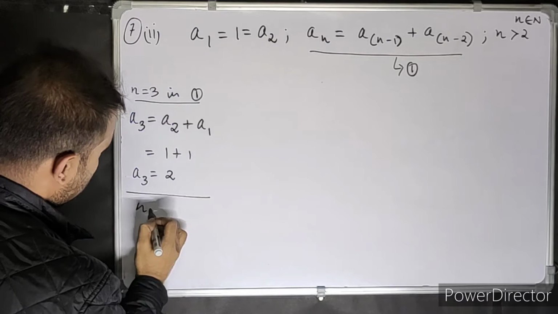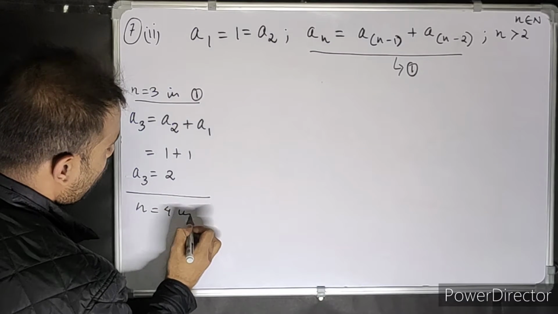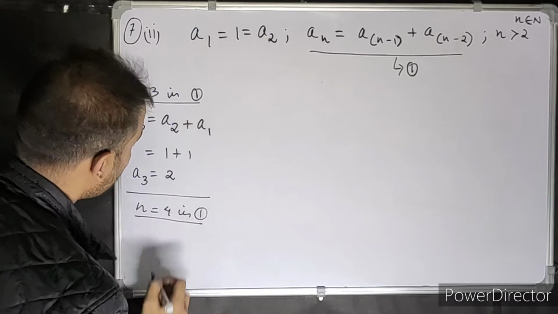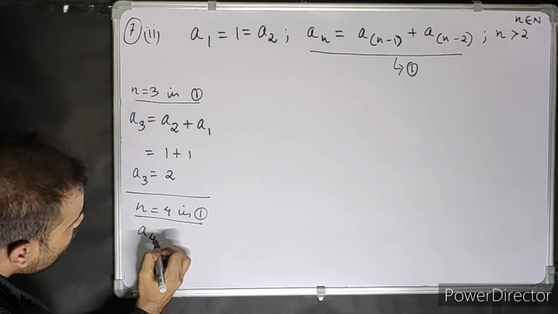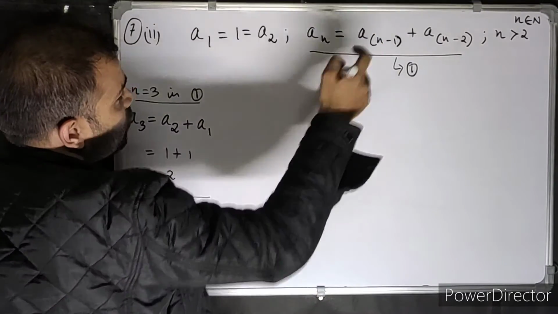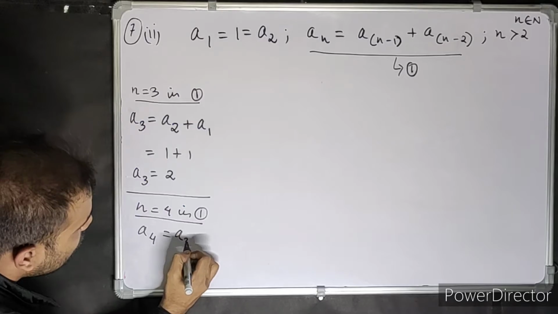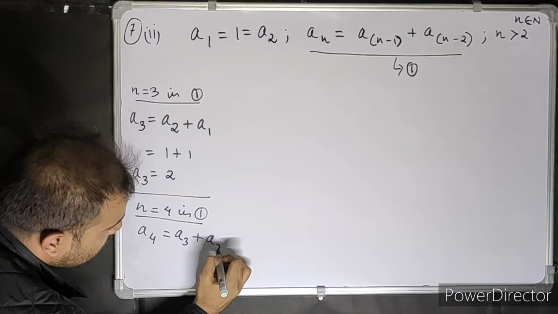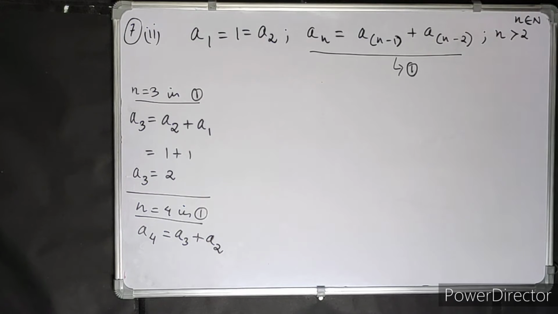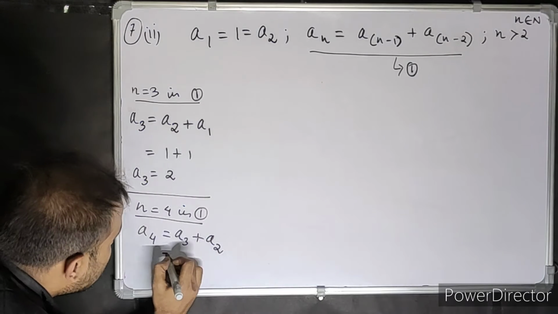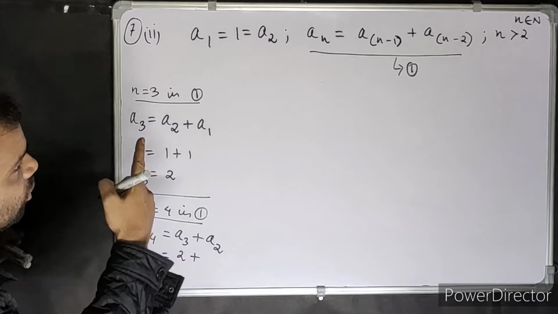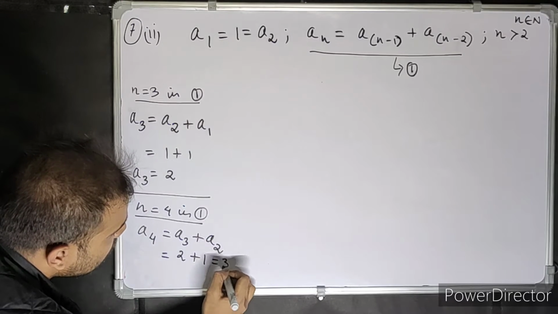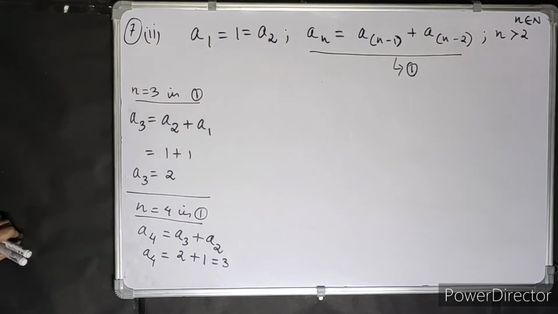Then the next one, n is equal to 4. A4 is equal to a_(4-1), that is 3, plus a_(4-2), that is 2. So what is A3? That is 2, plus what is A2? That is 1. The answer is 3. A4 is given as 3.